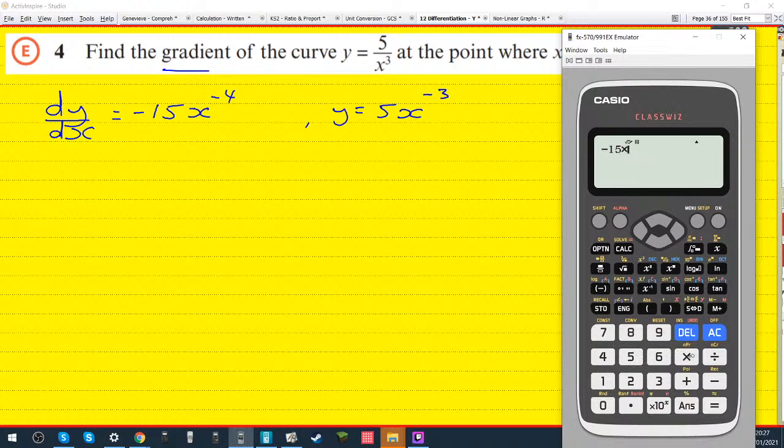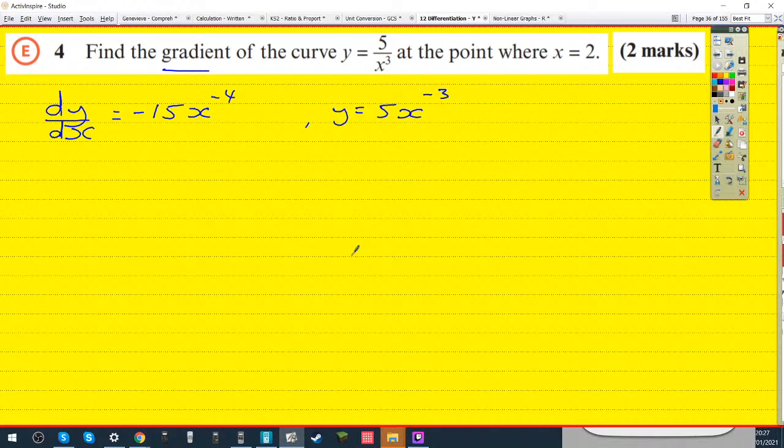I got minus 0.9375. And press answer. And equals. Minus 15 over 16. Yay, I like it. Minus 15 over 16. Much easier answer. Yeah. An exact one. And you see this x to the minus 4? Yeah. If you were to put that back into, make it look more like the question, what would it look like?